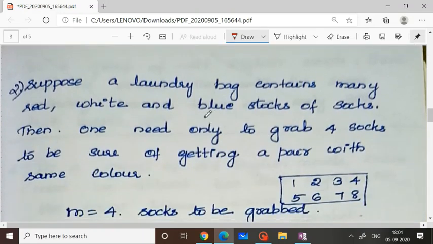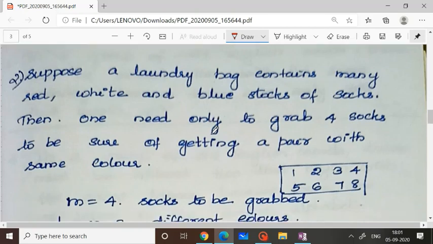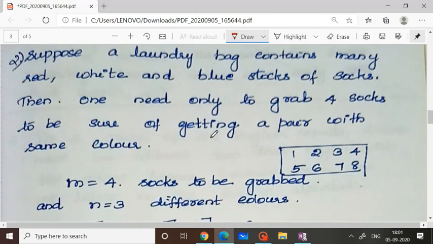Suppose a laundry bag contains many red, white and blue socks. Then one need only grab 4 socks to be sure of getting a pair with the same color. So the laundry bag contains red, white and blue socks. There are many socks, and we need to take only 4 to be sure of getting a pair with the same color.